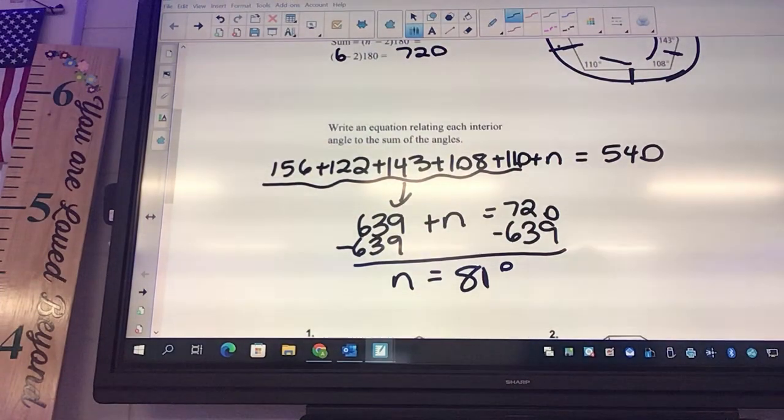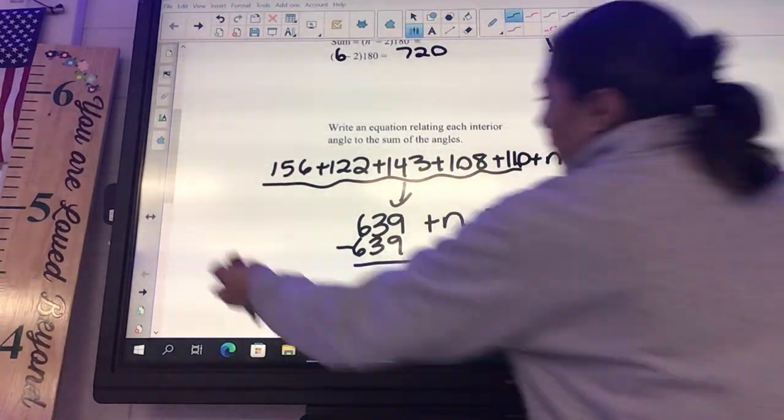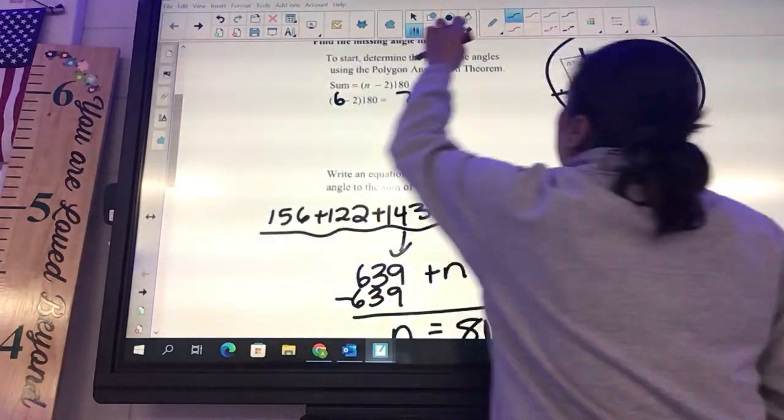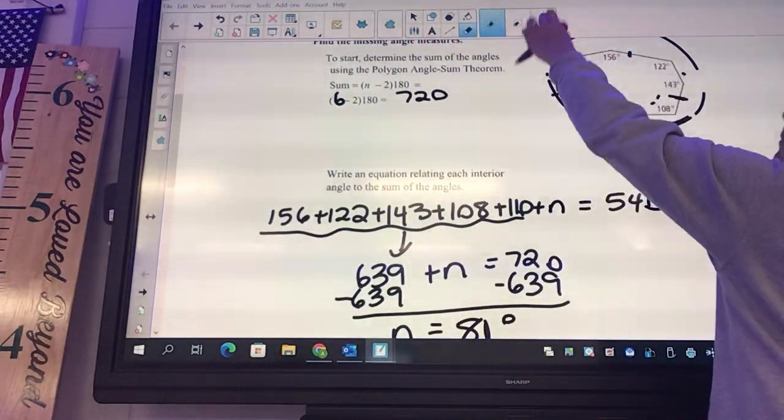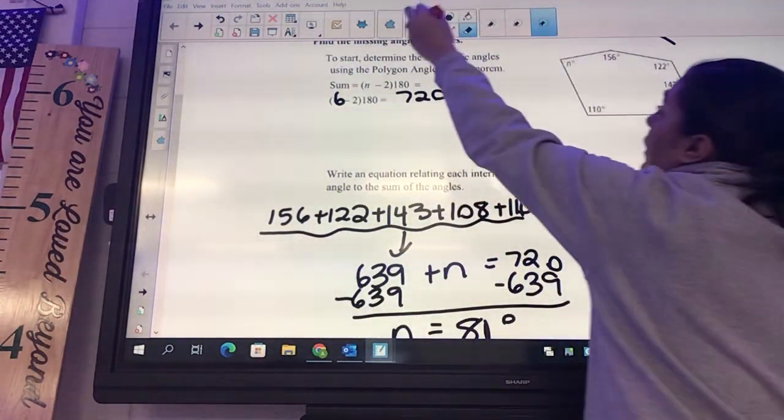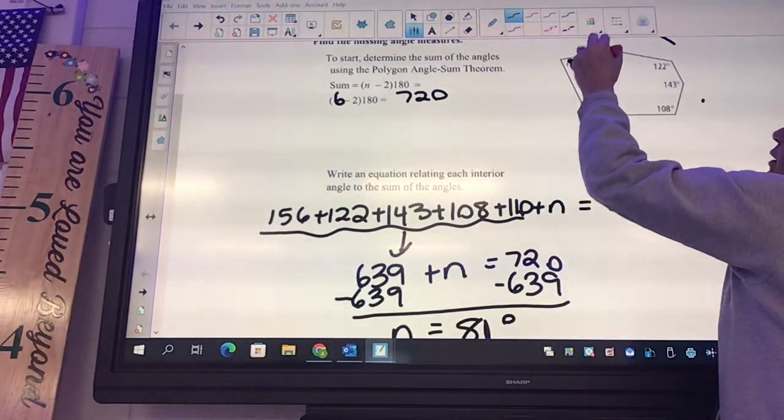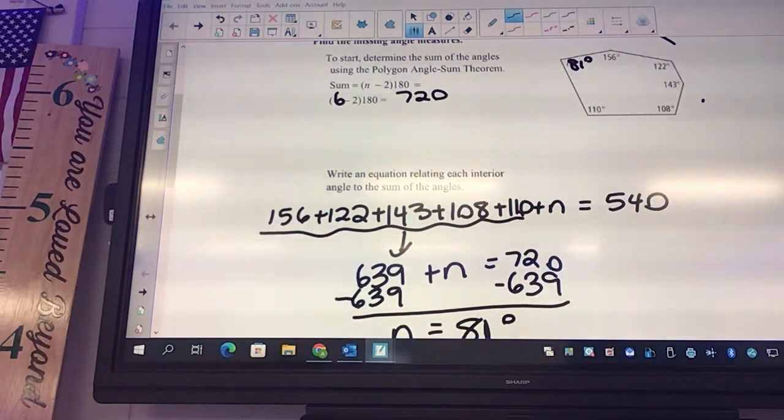Okay, so we found that missing angle. You don't have to by any means, but you could go through here and write in that we now know that this one is 81 degrees.